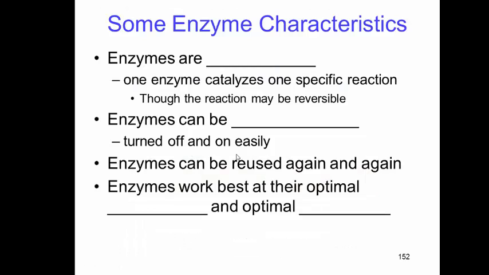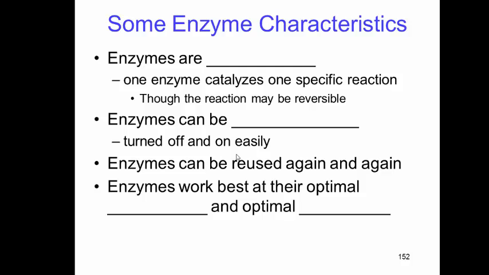So some enzyme characteristics. Enzymes are specific, meaning that one enzyme catalyzes usually only one specific reaction, though oftentimes the reaction can be reversible. So what this is saying is that an enzyme can work in both the forward and reverse reaction. For example, the enzyme sucrase can break down sucrose, forming glucose and fructose, but it can actually work in the reverse direction too. Sucrase can be used to combine glucose and fructose to form sucrose.